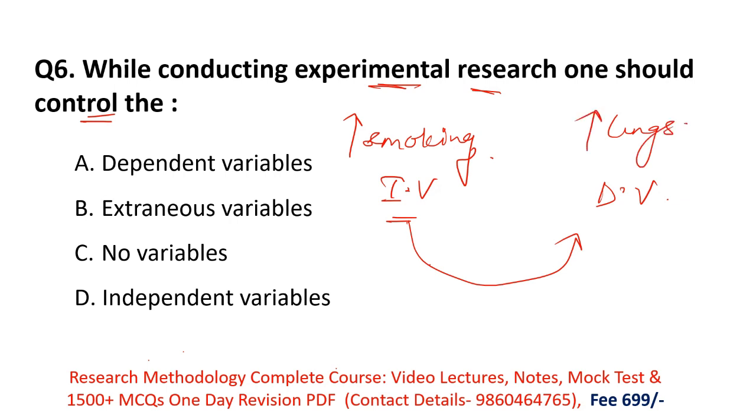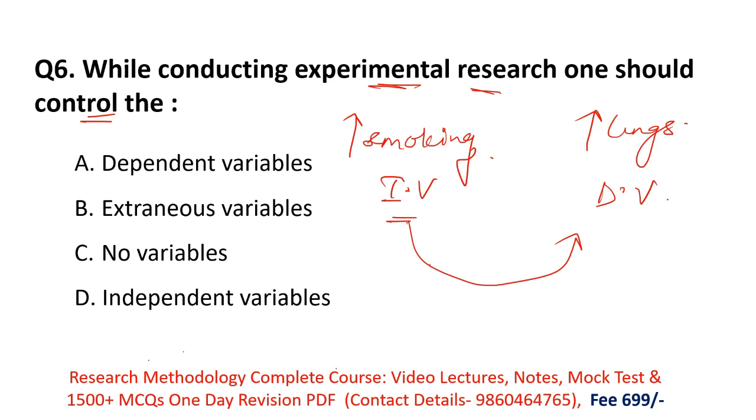So here the independent variable decides how the other variables behave. If you are smoking daily, then what happens to your lungs? Your lungs start getting damaged. So basically in experimental research, the researcher performs this research to see how the independent and dependent variables are related to each other, how the independent variable is affecting and causing change in the dependent variable.